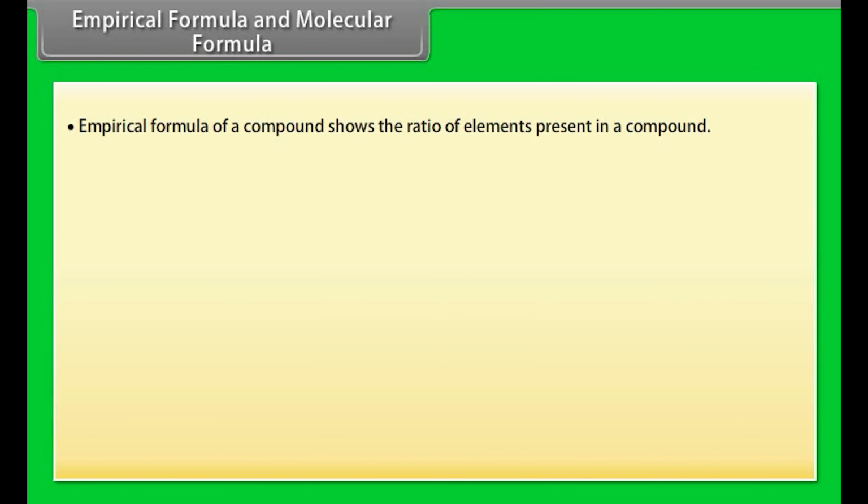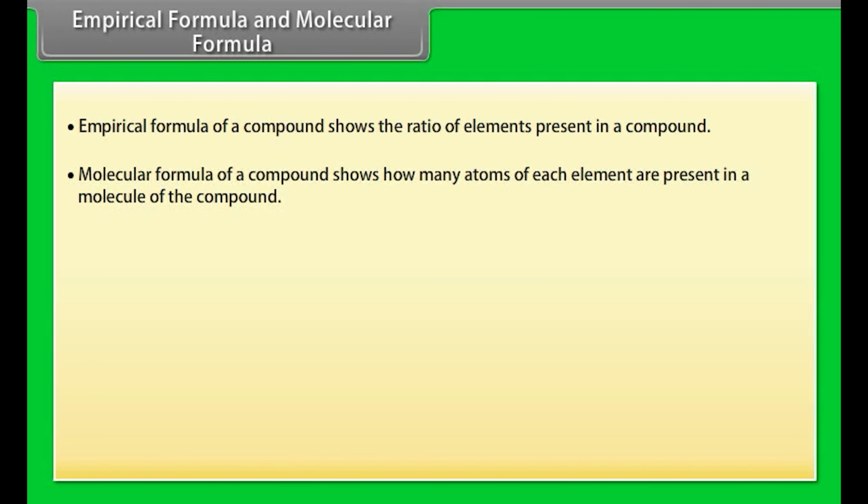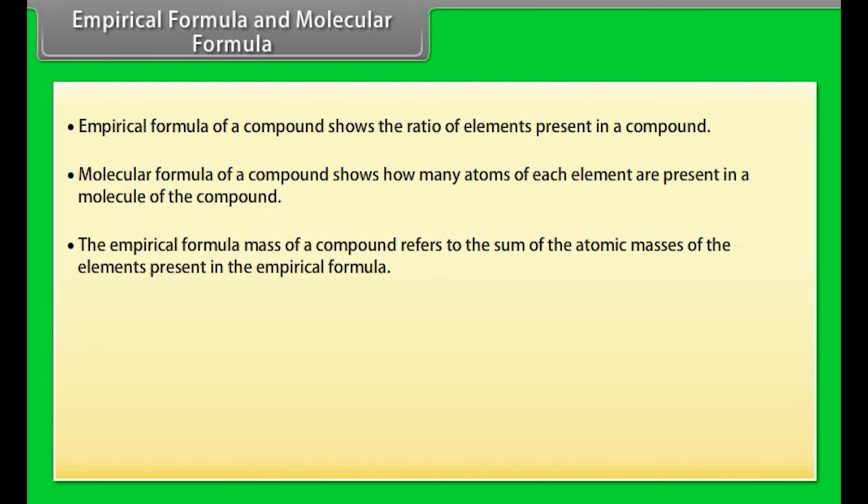Empirical formula of a compound shows the ratio of elements present in a compound. Molecular formula of a compound shows how many atoms of each element are present in a molecule of the compound. The empirical formula mass of a compound refers to the sum of the atomic masses of the elements present in the empirical formula.